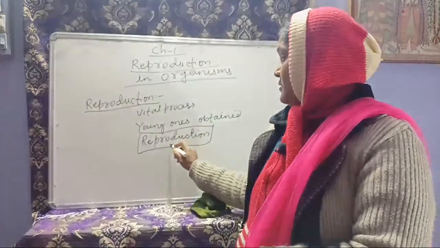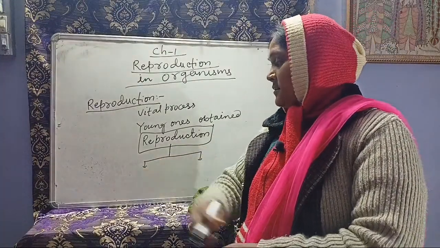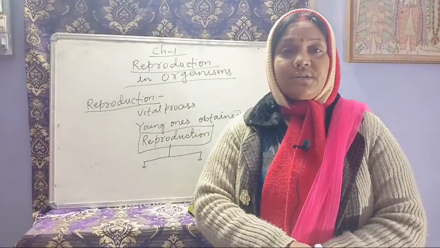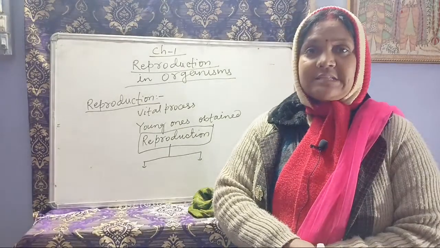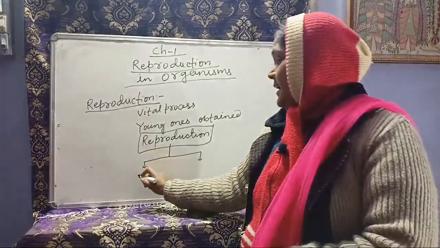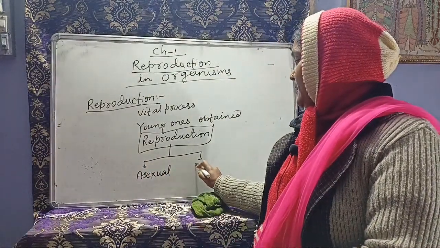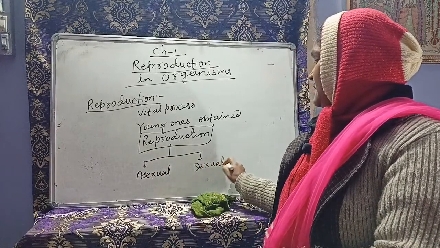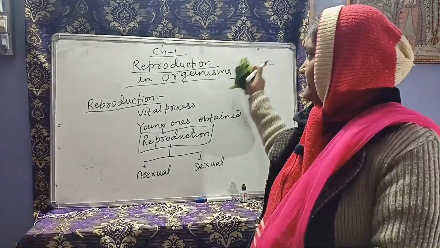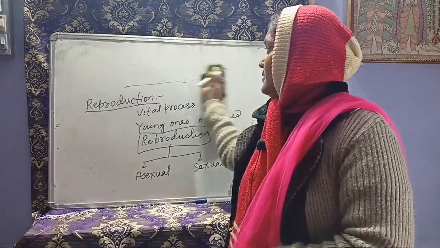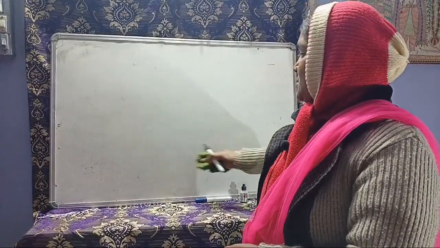Now, types of reproduction. We discuss about types of reproduction. Reproduction is of two types: asexual reproduction and sexual reproduction.